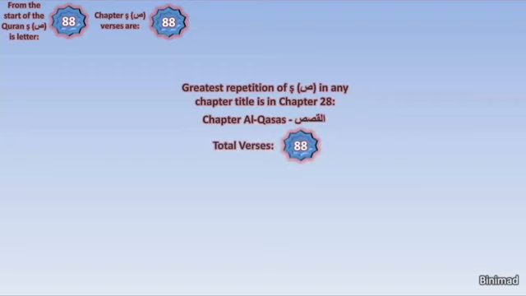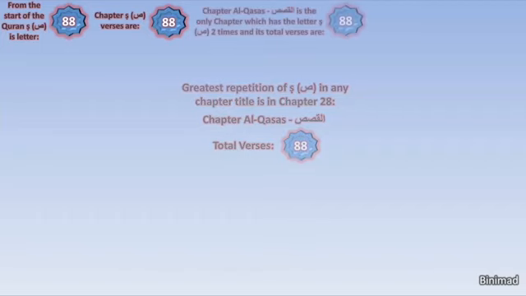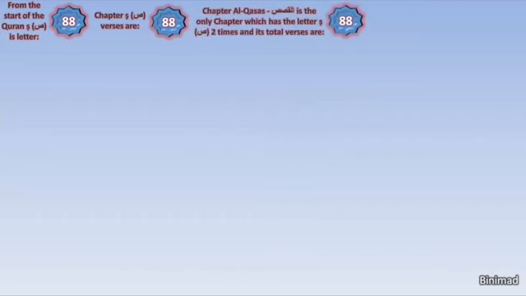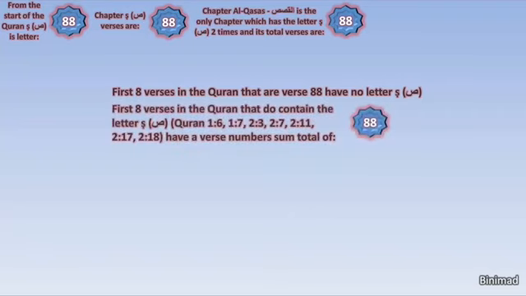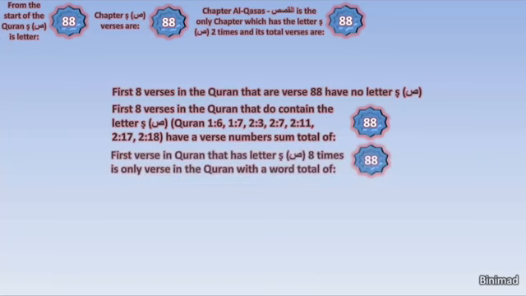The connection seems clear. Digging even deeper, we realize that the first 8 verses in the Qur'an that are verse number 88 in their chapters contain no mention of the letter Sad, while the first 8 verses in the Qur'an that do contain the letter Sad have a verse number sum total of 88. And the first verse in the Qur'an to contain the letter Sad 8 times is the only verse in the entire Qur'an which contains 88 words.